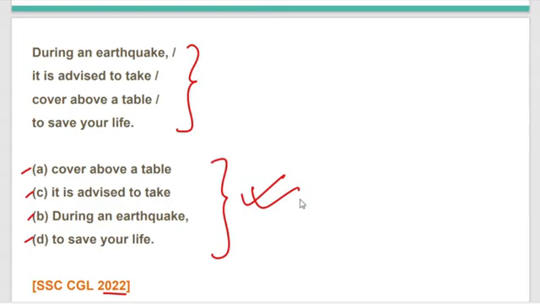Well, coming back to this question, let's reread the question again and let's see the options. During an earthquake, it is advised to take cover above a table to save your life. And the options? Option A, you have to find where the error is lying. Cover above a table. Option C, it is advised to take. Option number B, during an earthquake. And option D, to save your life.